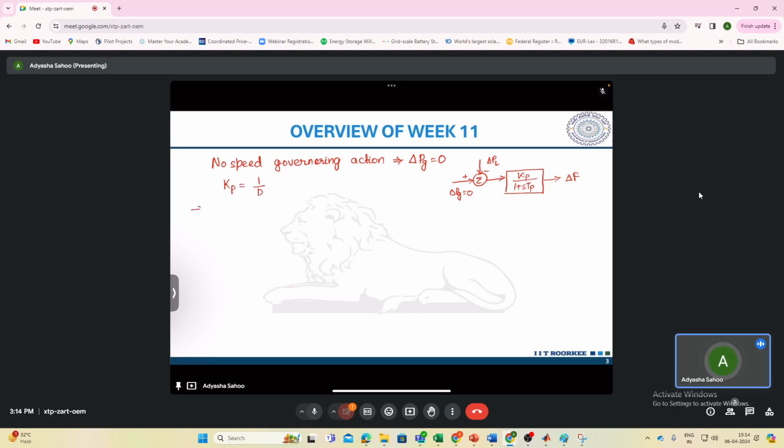Now whenever there is a load disturbance of delta PL, in the S domain we can write that the frequency deviation will be minus delta PL into, this is a constant, so 1 by S will come, Kp into 1 plus S Tp.